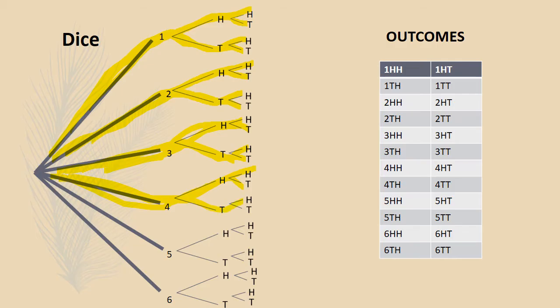And 4 tail, tail. Or you can throw 5 heads, heads. Almost done. 5 heads, tail. 5 tail, heads. Or a 5 tail, tail. Or a 6 heads, heads. 6 heads, tail. 6 tail, heads. And lastly, 6 tail, tail. Okay, and I've captured them all over here by the outcomes as well.